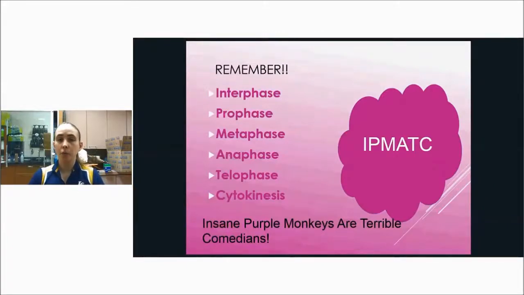And remember the acronym I taught you. Insane purple monkeys are terrible comedians. IPMATC. You need to know the phases. You need to know them in order. Some things you've just got to memorize. You need to know what's going on. So we've got insane purple monkeys are terrible comedians to help you remember the order. IPMATC. Also interphase, prophase, metaphase, anaphase, telophase, cytokinesis. That's like your little cheer. So hopefully you have enough there to help you remember the phases of mitosis and do well on your test.